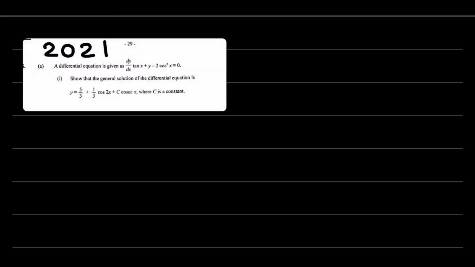Now, okay, so I'm going to be doing 2021 right now as your very first past paper example. So from the content that you just learned a while ago, you'll be able to do pretty much any past paper question. You just really have to think about what it is that you're doing. So what I mean by that is, first of all, what I like to do is rewrite the question. So the question says dy by dx times tan x plus y minus 2 cos squared x equals 0.